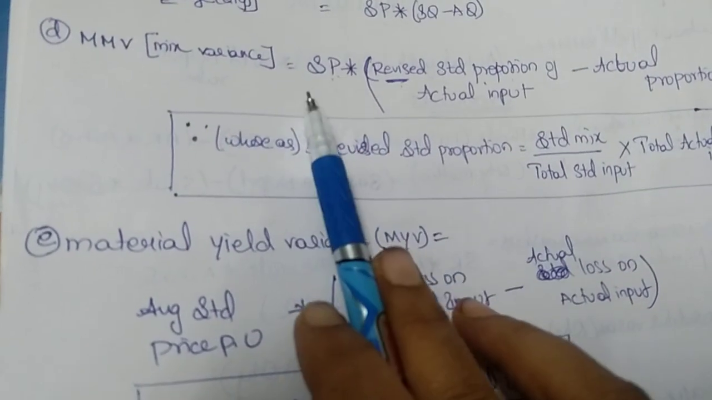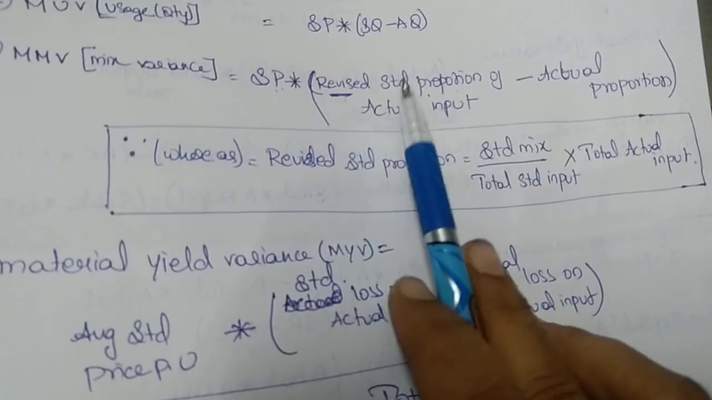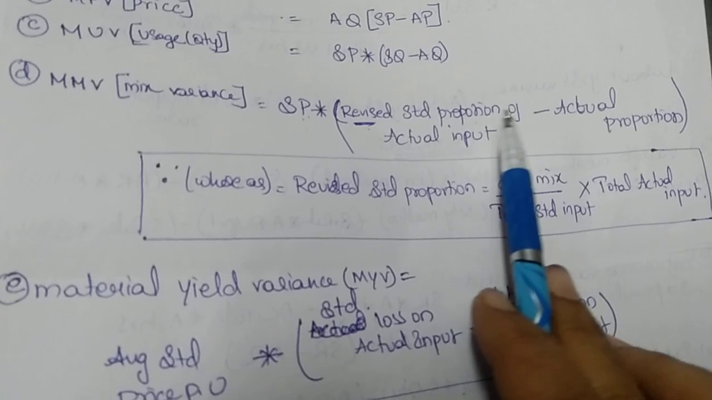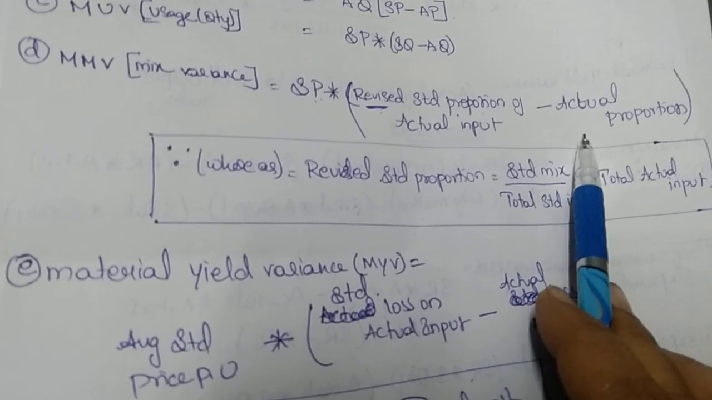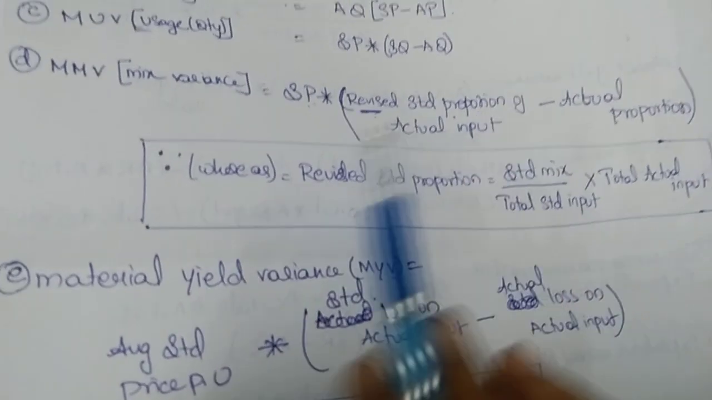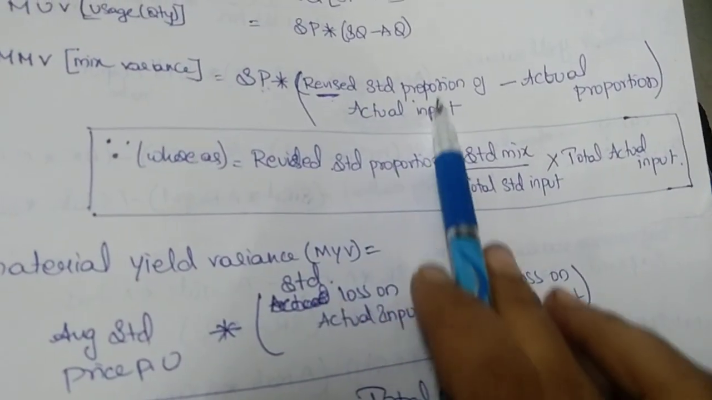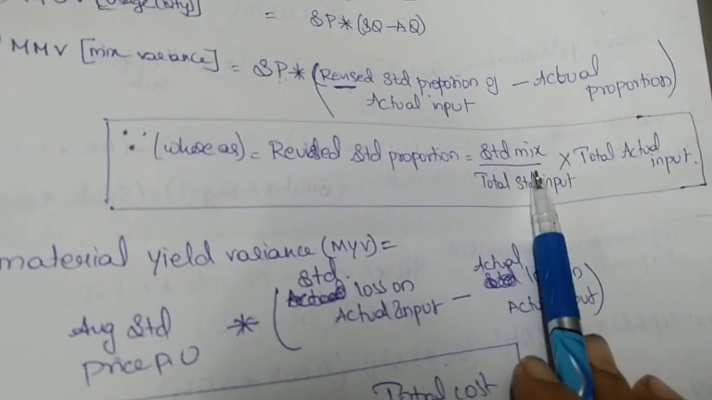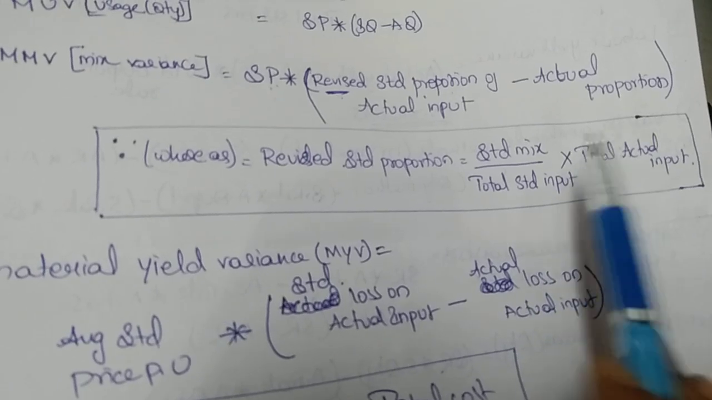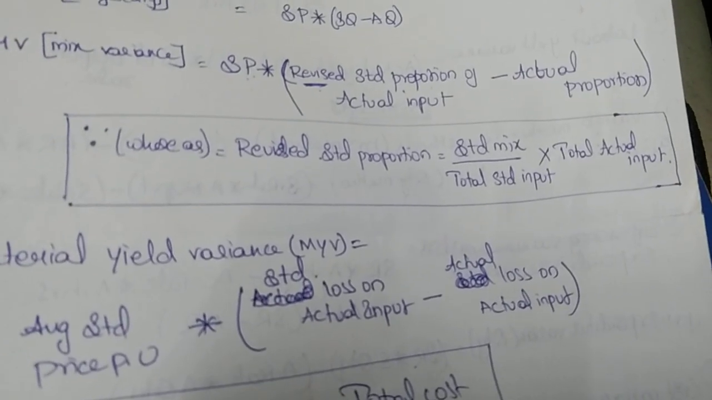How we are going to apply it: the standard price we are going to multiply, and within a bracket it is the same as usage variance, that is quantity, minus actual quantity. But here we are going to use the revised standard proportion. How the revised quantity will be calculated is standard mix by total standard input into actual input. So this is how you are going to find it out.